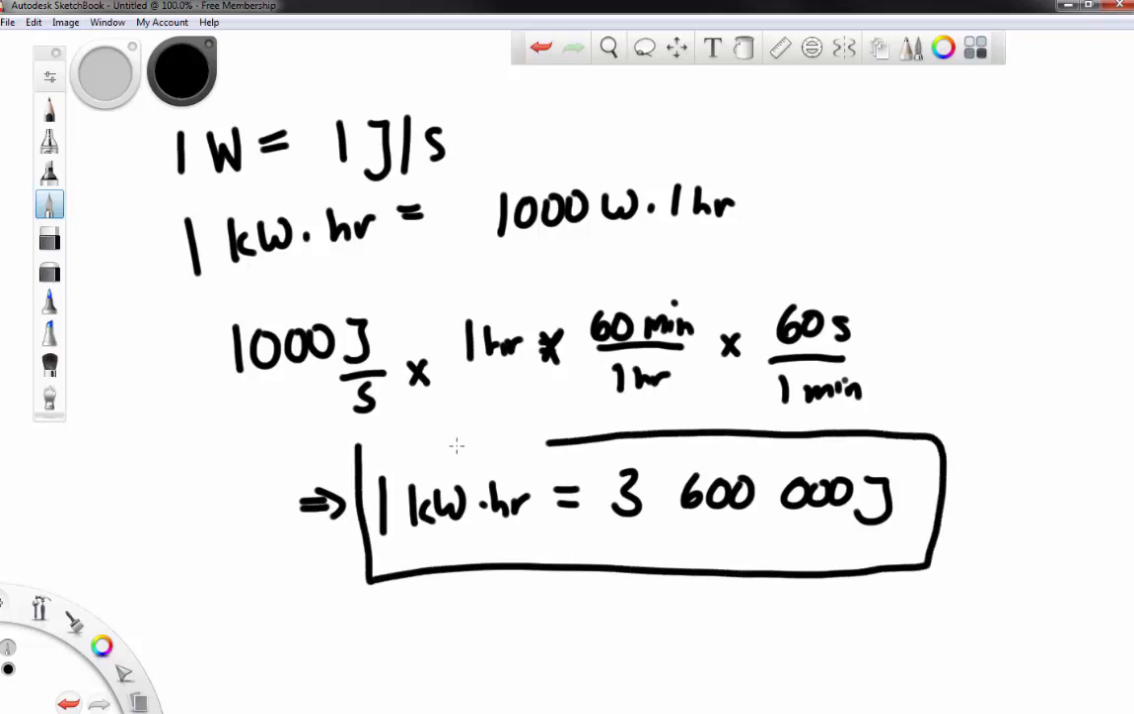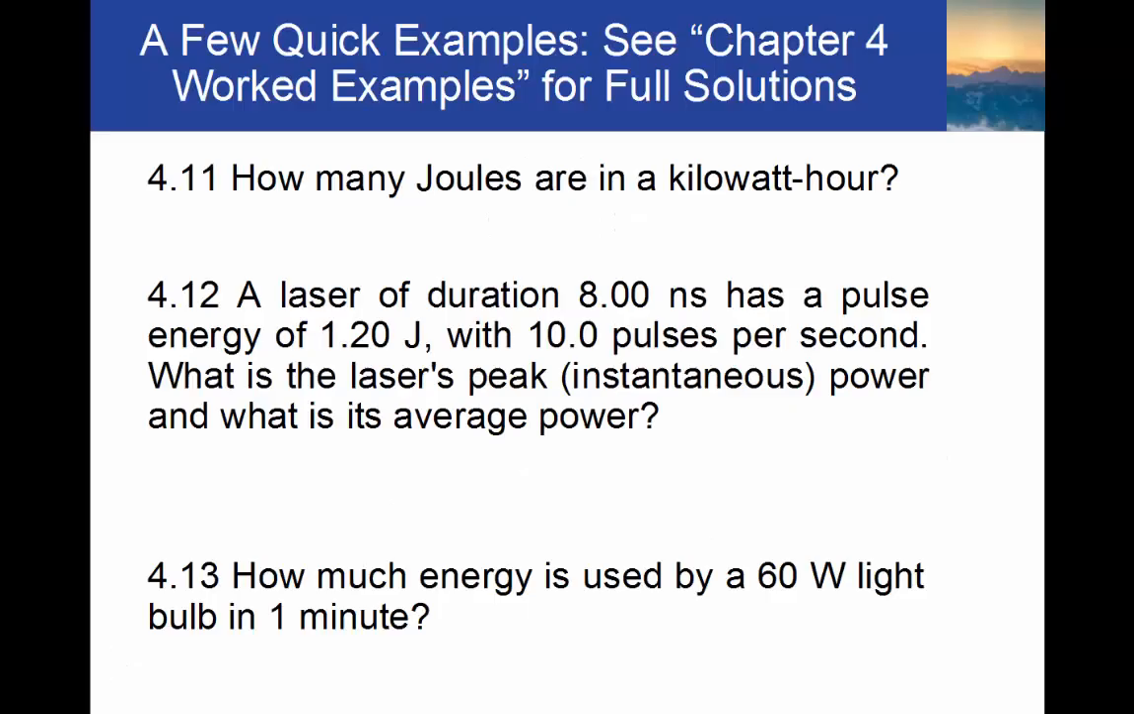So when the power company charges you for a number of kilowatt hours, they're really charging you in terms of how many times 3,600,000 joules have you used. Another example which uses power is this laser pulse example. So you have a laser pulse whose duration is 8 nanoseconds. It has an energy of 1.2 joules, and it has 10 pulses per second.